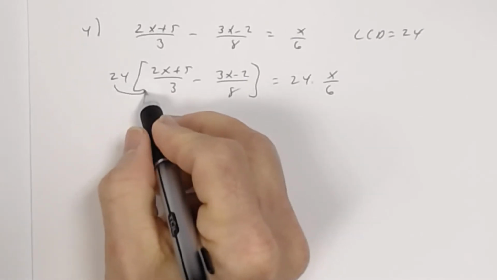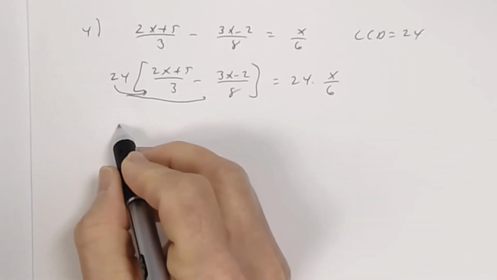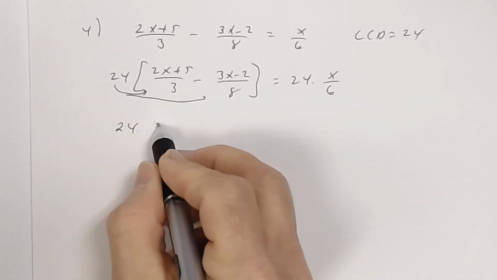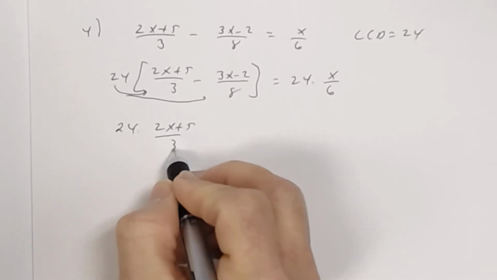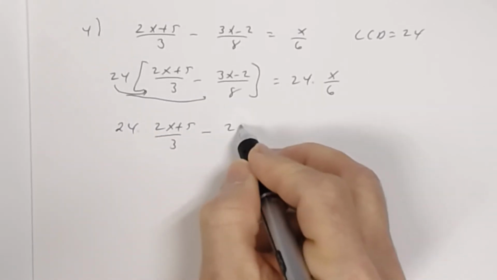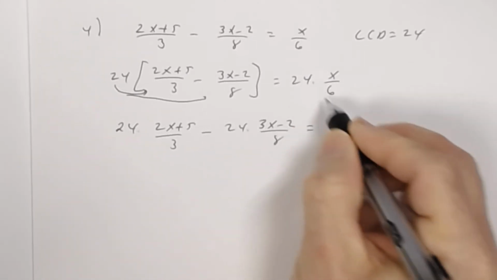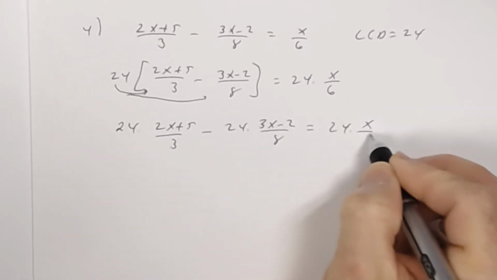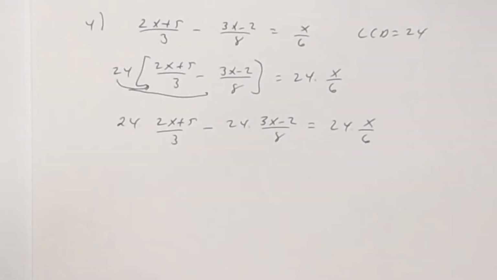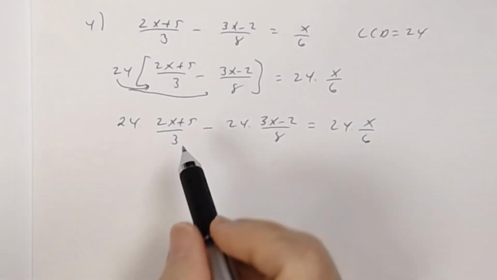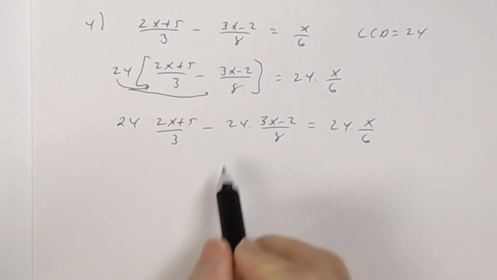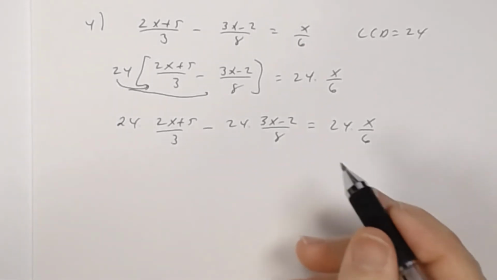Now at this point, you can distribute here. So you're going to get 24 times this first fraction, just like this, minus, and then 24 times the second fraction, equals, and then 24 times the right-hand side. All right, now at this point, you're going to reduce. The whole point of multiplying by the LCD is to get these denominators to be factors of 1s. Hence the idea of clearing the fractions.